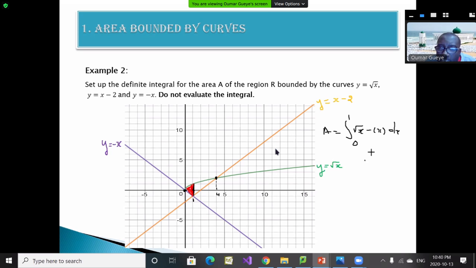Plus now the second integral. So you integrate from 1 to 4. And you guys can see when x is between 1 and 4, the top is still equal to the green curve, and the green curve is root of x. But between 1 and 4, the bottom is now the orange line. So the equation of the orange line is x minus 2.